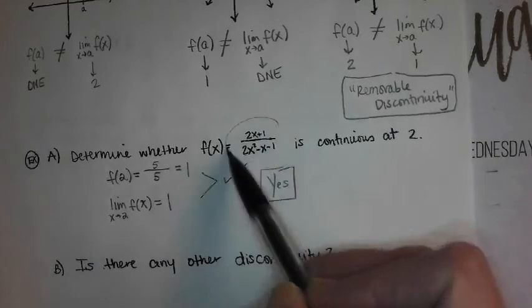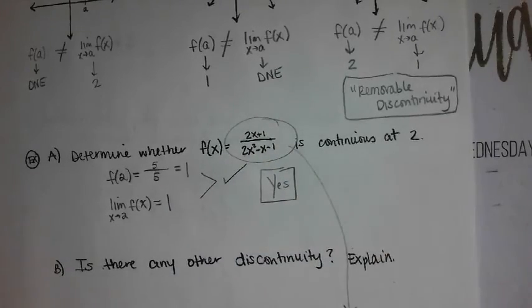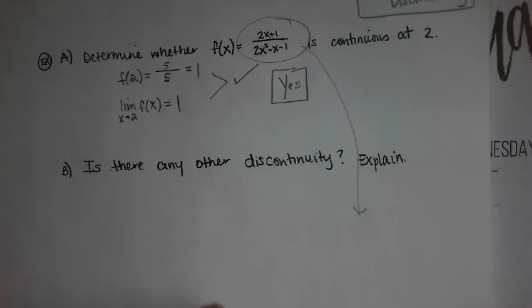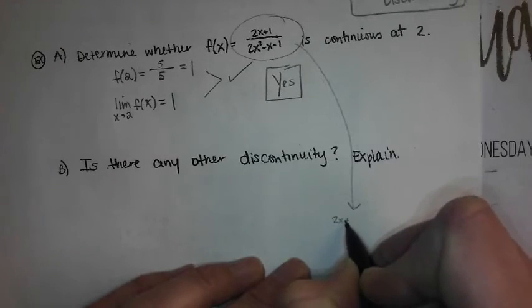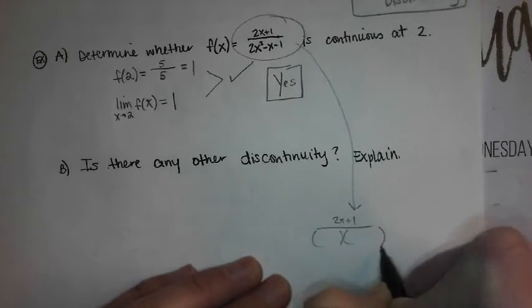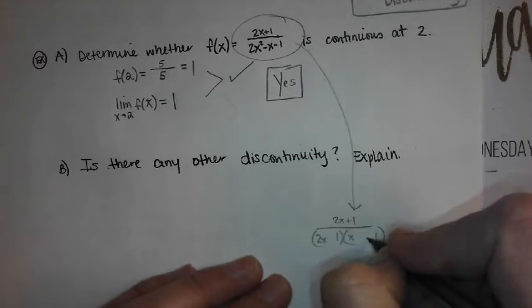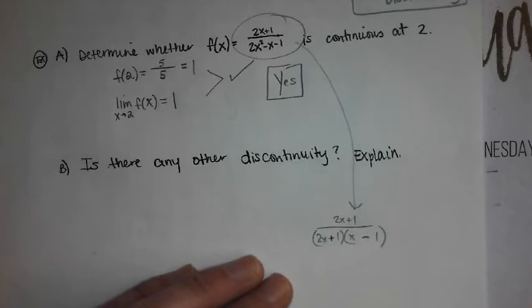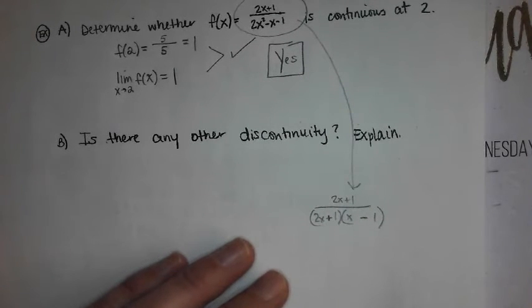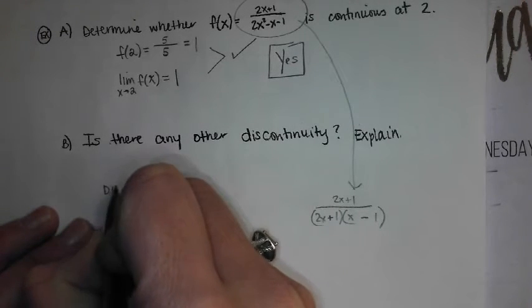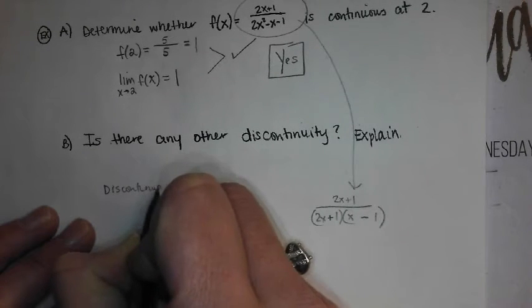Okay, so essentially we have to figure out where this function doesn't exist. Where are the holes or the asymptotes? So if I factor the denominator, I get 2x minus 1 and x plus 1, so there is a discontinuity. What'd you say?